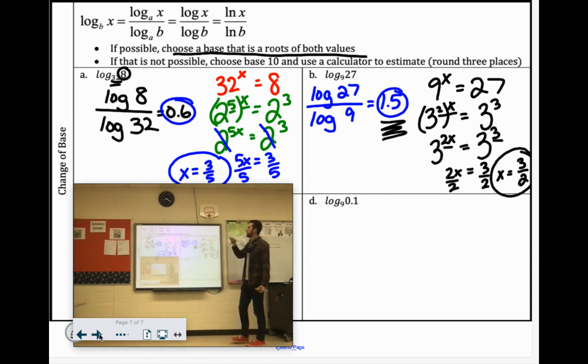So you might say, hey, I like it better changing the base. Okay, that's fine. I like it better this way. I think this shows a little more understanding of the concepts, but whatever.